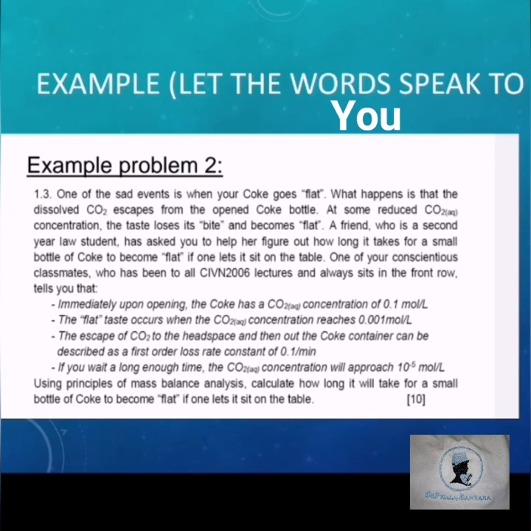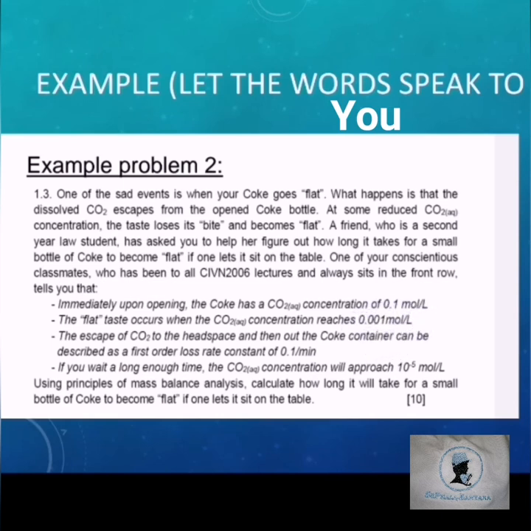What happens is that the dissolved CO2 escapes from the open Coke bottle at some reduced CO2 concentration. The taste loses its bite and becomes flat. A friend who is a second year law student asked you to help them figure out how long it takes for a small bottle of Coke to become flat if one lets it sit on the table. One of your conscientious classmates who has been to all CIV 2006 lectures and always sits in the front row tells you that immediately upon opening the Coke, the CO2 concentration is 0.1 mole. The flat taste occurs when it's this.